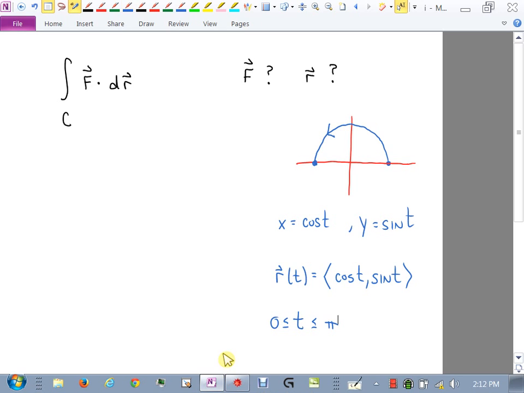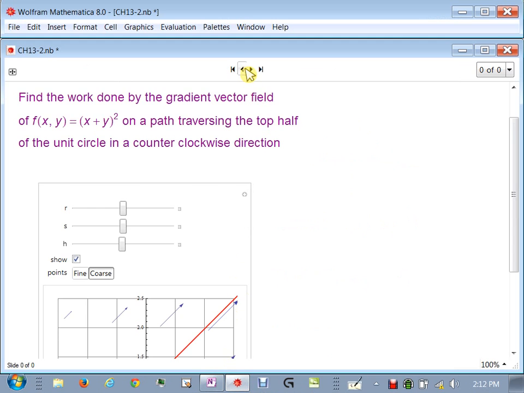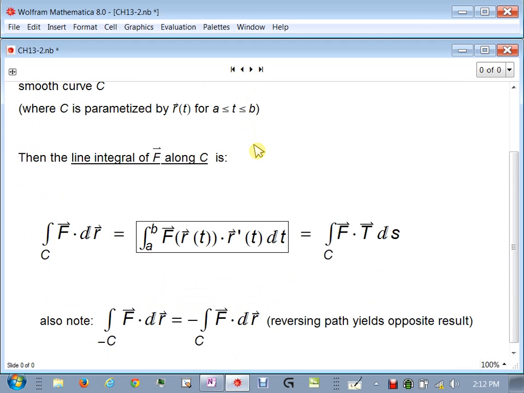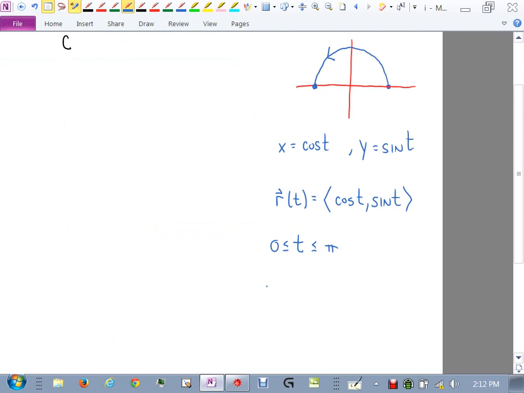Now, if we look at the formula we had here, in order to compute the line integral over this vector field, I'm going to need to know what r prime of t is. So should we just get that now? I'll put it here. R prime of t is the vector negative sine t, cosine t.